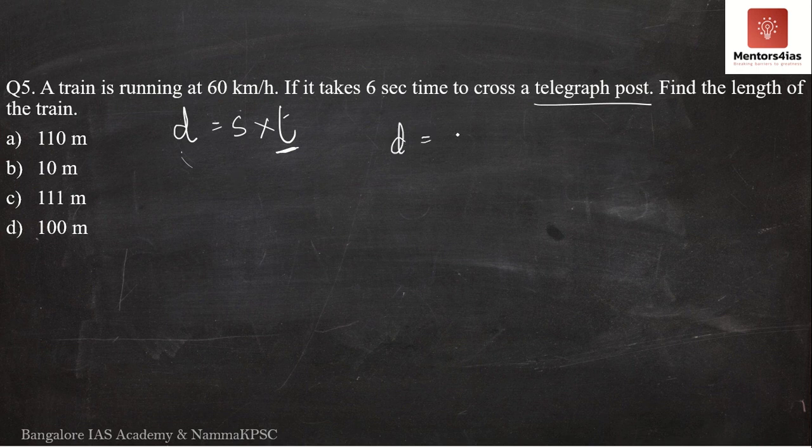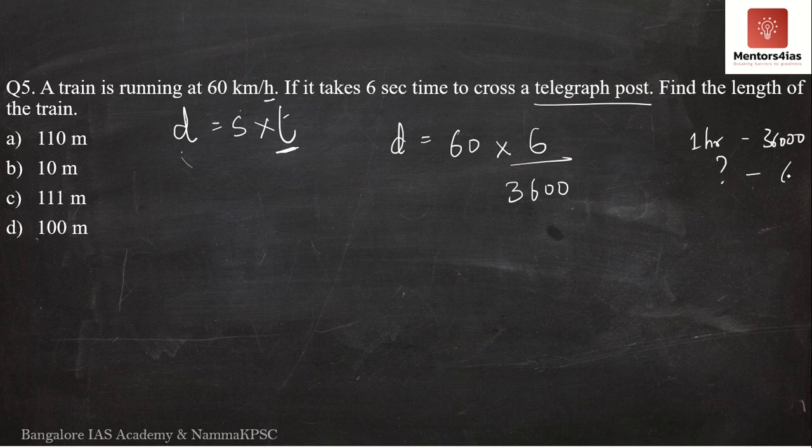Then what is distance? Distance is speed into time, where speed is 60 kilometers per hour and time is 6 seconds. Since the speed is in terms of hours, we will convert seconds into hours. How do we do that? 6 divided by 3600. See here, 1 hour is equal to 3600 seconds. Then how many hours is 6 seconds? Nothing but 6 into 1 divided by 3600 seconds.